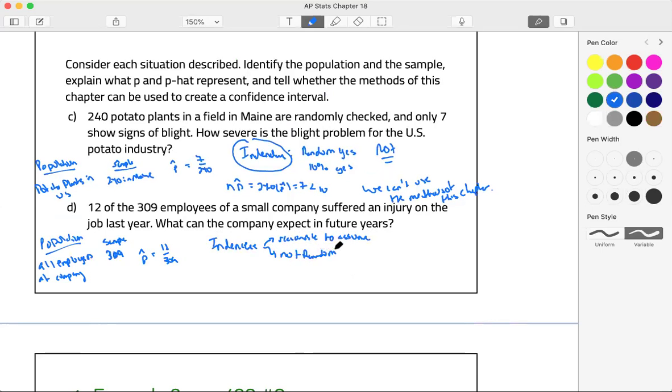But this is probably representative. It is less than 10% of all employees, I would assume. I don't know. The problem is this is a small company. n times p hat is going to give me 12, and then n times q hat is going to need to give me 297. Both are greater than or equal to 10.